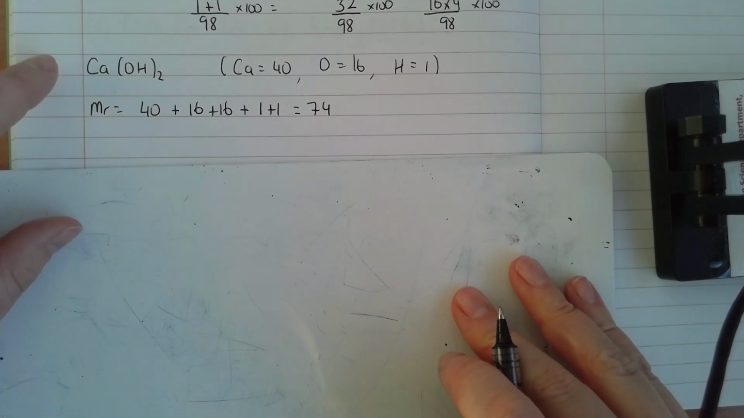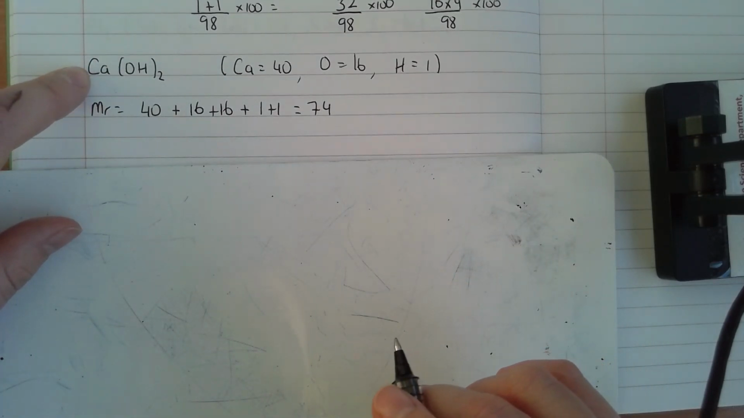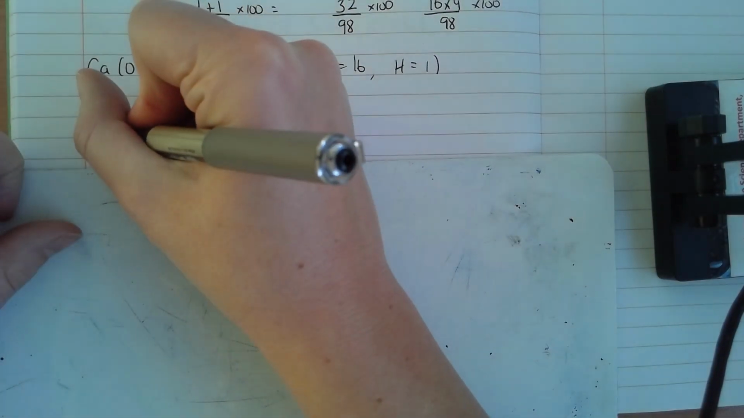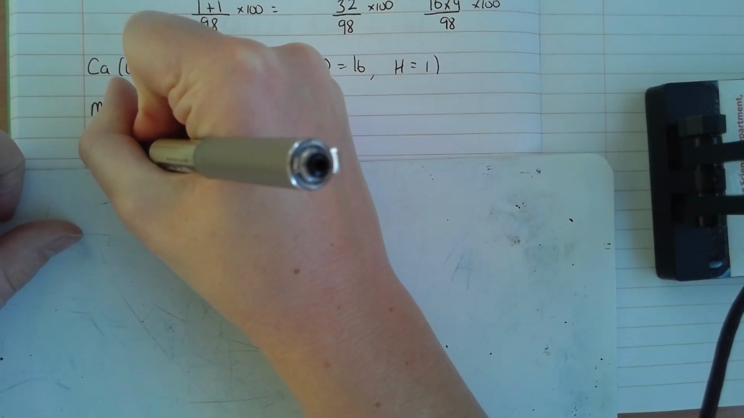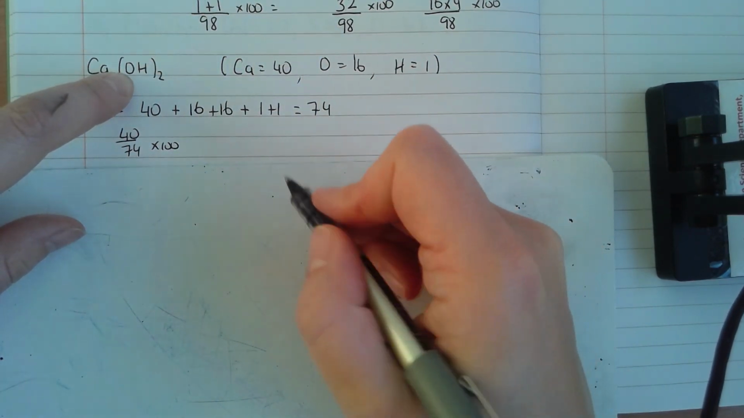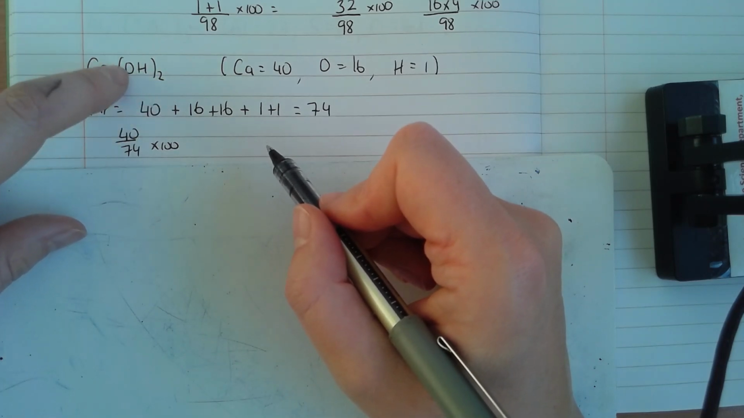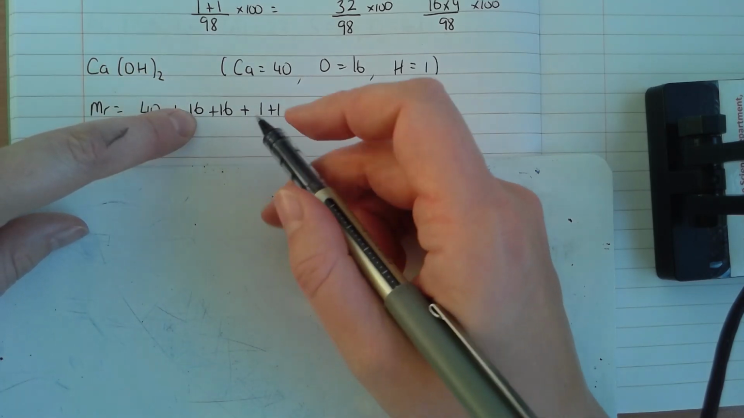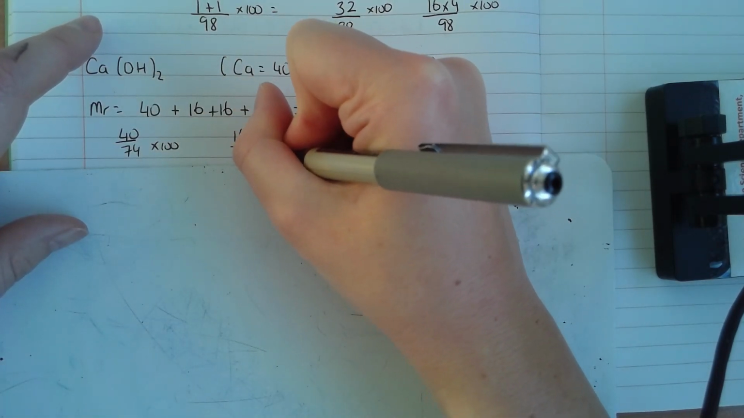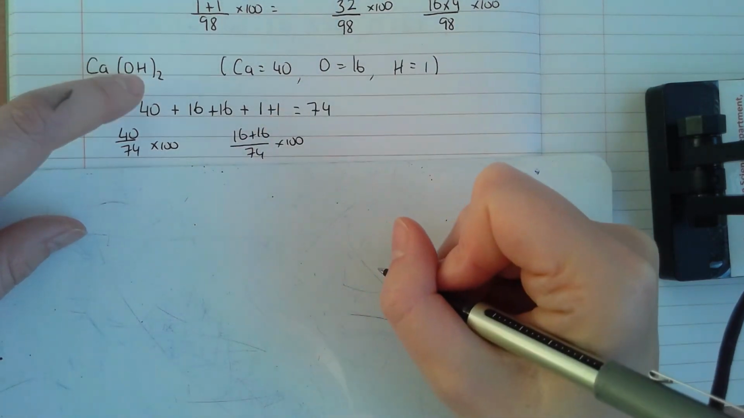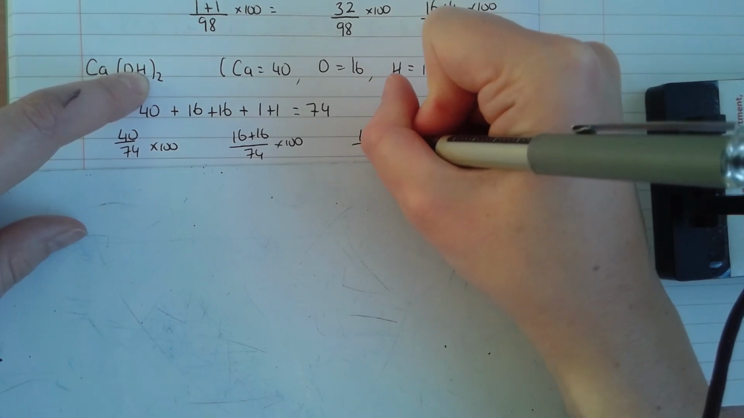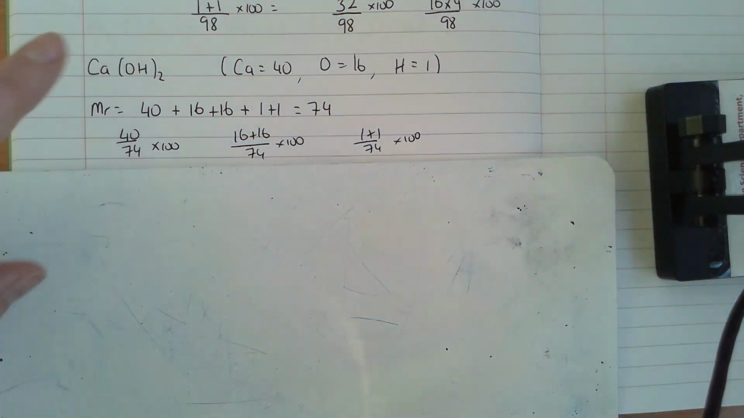If I was doing percentage by mass, it's exactly the same. If I cared about calcium, calcium was 40. So I put 40 on the top line, 74 on the bottom, and I times by 100. If it was oxygen I cared about, there are 2 oxygens in the formula, so I've got 16 and 16 on the top line. The whole thing is 74 times by 100. And if it was hydrogen I cared about, I've got my 1 plus 1 over my 74 times by 100.